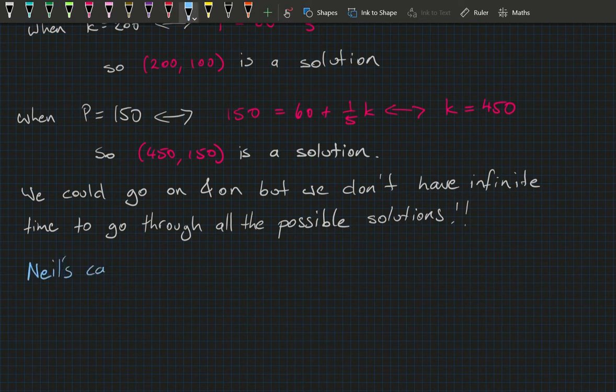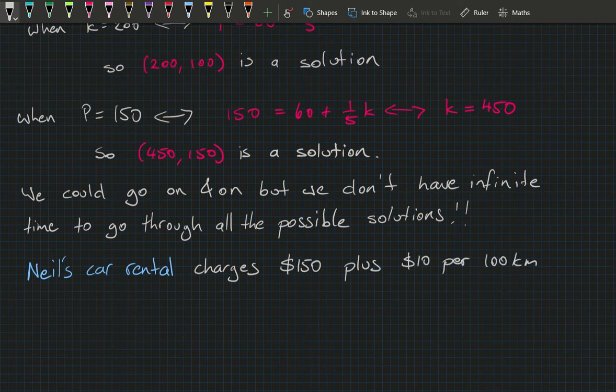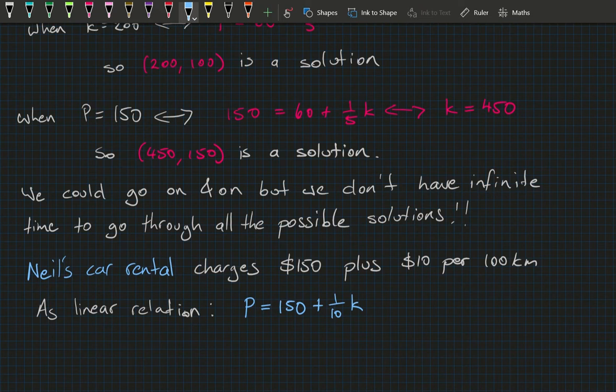We could keep going with this, but we don't have infinite time to go through all the possible solutions. Okay, let's say there's another car rental company called Neil's Car Rental, and they charge $150 plus $10 per 100 kilometres. Using the same variables, with P as price and K for kilometres, we could write this as P is equal to 150 plus 1/10 times K. Of course, there are infinite possible solutions, where I could find the price to travel for any positive amount of kilometres, or I could figure out the amount of kilometres to travel for any price over 150. But we've already been through that regarding Bob's car rental. However, now I'm going to look at comparing prices between companies.